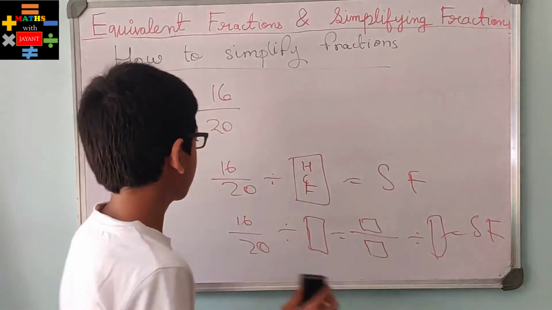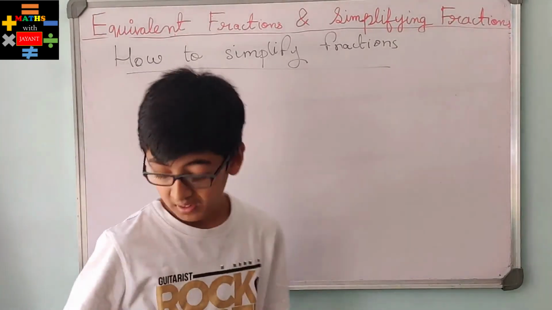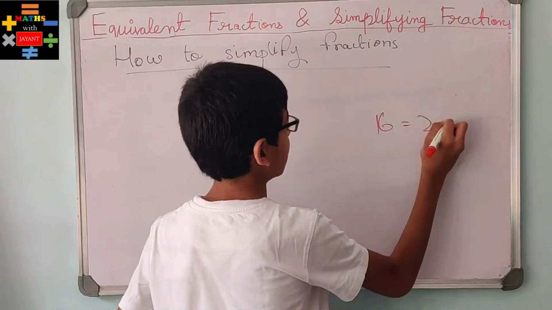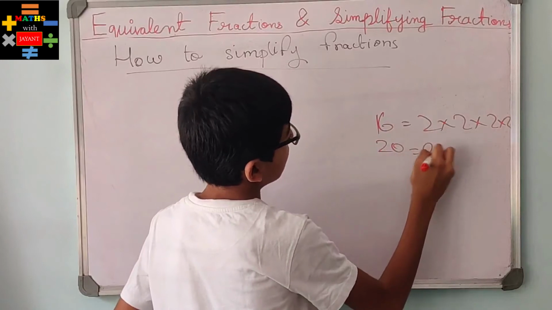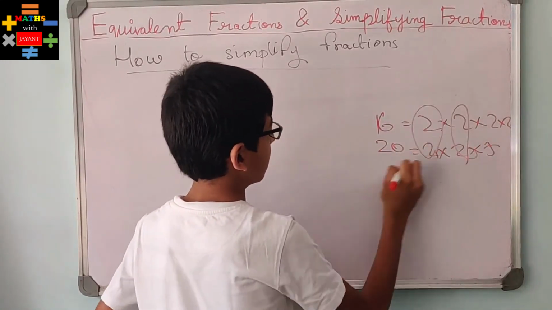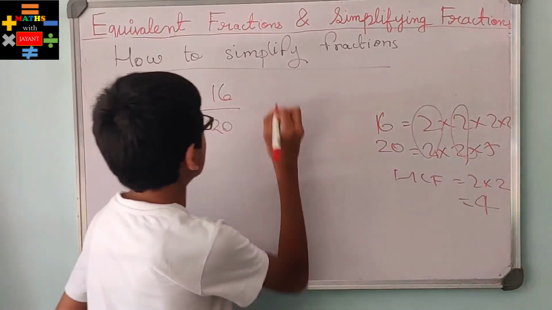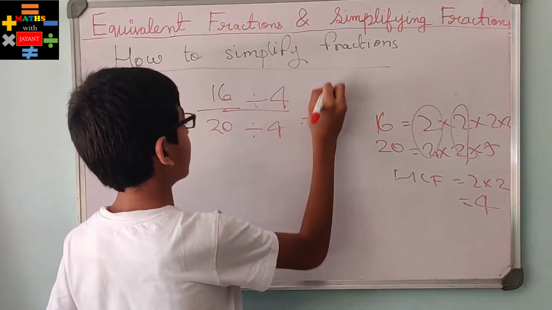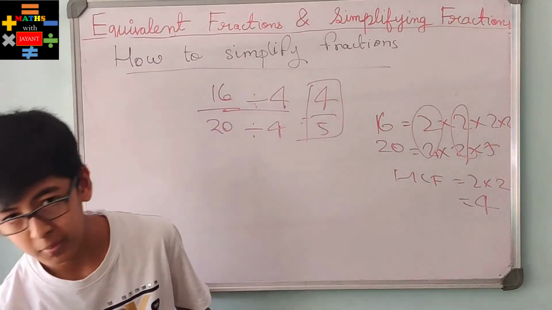So let us find the HCF of 16 and 20 directly. If we prime factorize, we'll get 16 as 2 into 2 into 2 into 2, and 20 is 2 into 2 into 5. So we have two 2's common over here. So the HCF is going to be 2 into 2, which gives us 4. So the HCF for both is 4, so we can divide by 4. 16 divided by 4 is 4, and 20 divided by 4 is 5. So we've got this simplified form.